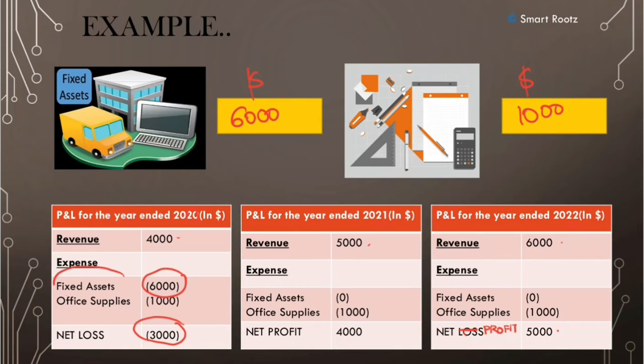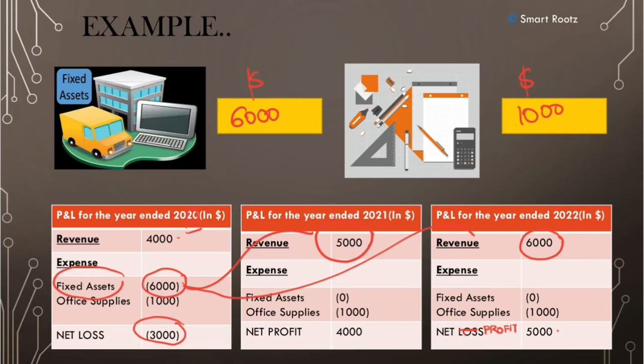But this fixed asset, say it purchases a vehicle or it purchases a property, is not going to be used by the company only in the year 2020. It will be used by the company in 2021 to generate this revenue of 5,000. It will be used by the company in the year 2022 to generate the revenue of 6,000. So while this fixed asset is used for 3 years, is it right that we show the entire cost of the fixed asset only in the year 2020?